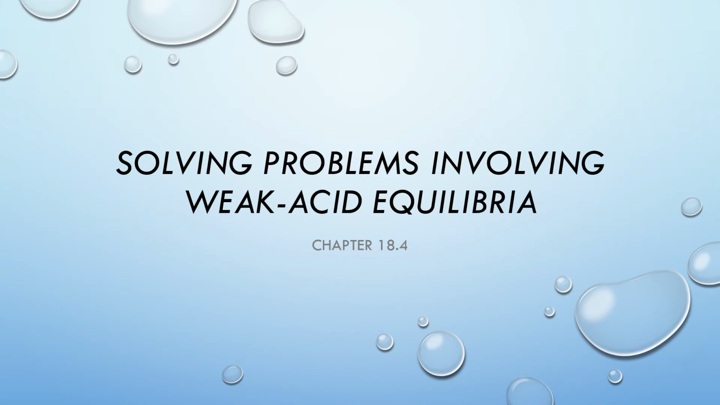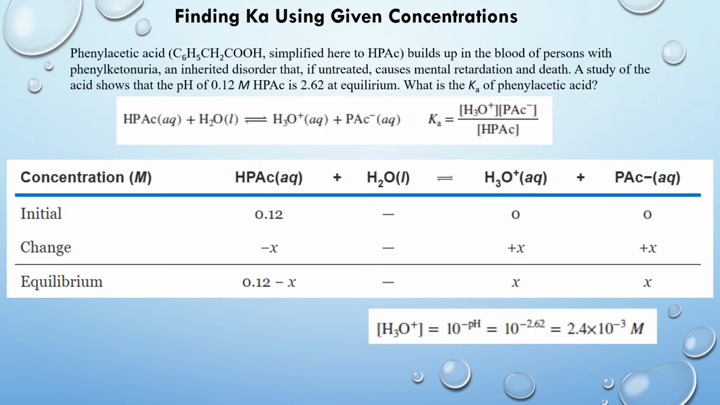In chapter 18.4, we're going to practice solving problems involving a weak acid equilibrium. Here, we don't need to worry about strong acids and bases, because their reactions go almost to 100% completion. So we'll only look at the equilibrium of a weak acid, and for a weak base, we can use a similar approach. The approach to solve this type of problem is very similar to what we did in chapter 17 when we solved equilibrium problems.